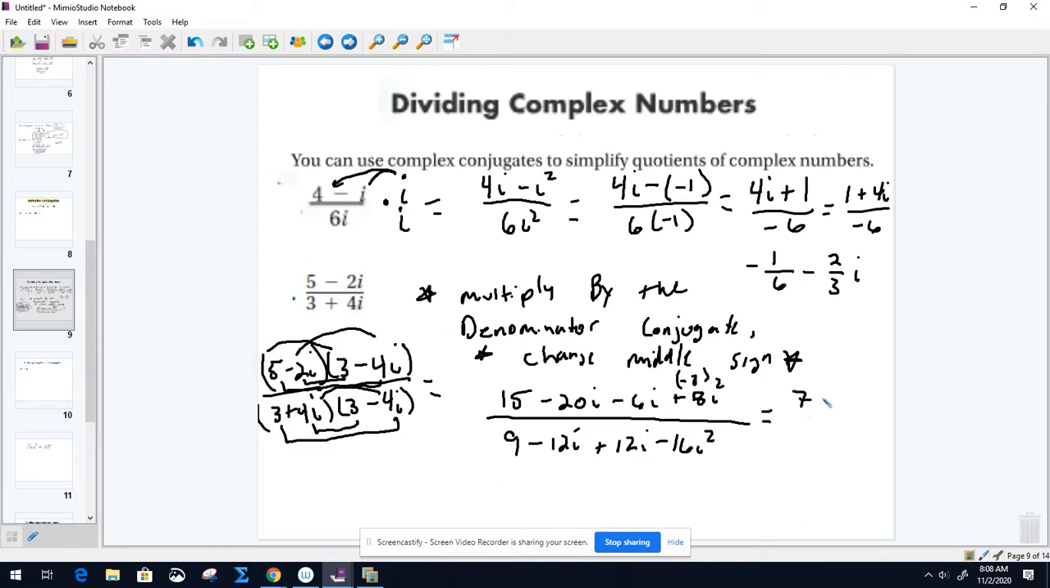-20i minus 6i is minus 26i, all over. Look what happens here. My middle terms cancel, and what happens to this i squared? It turns to a -1. So this is really a plus 16. 9 plus 16 is 25. So this simplifies to 7 over 25 minus 26i all over 25.